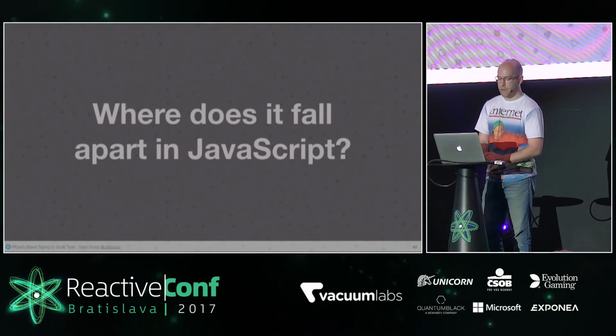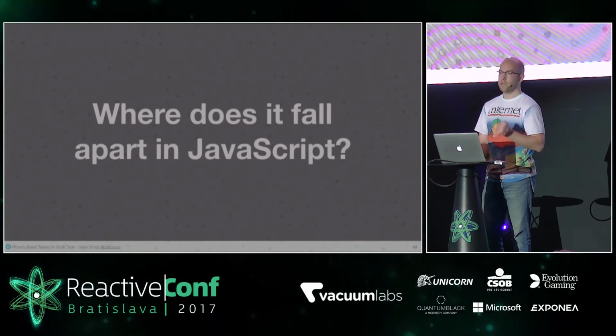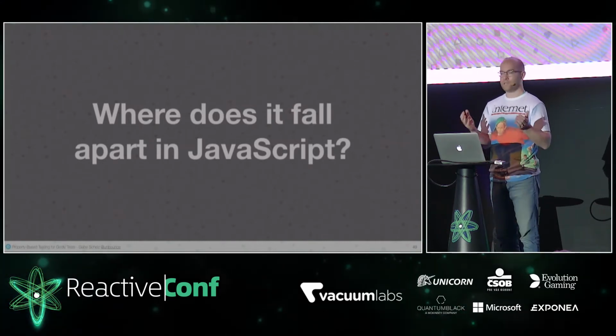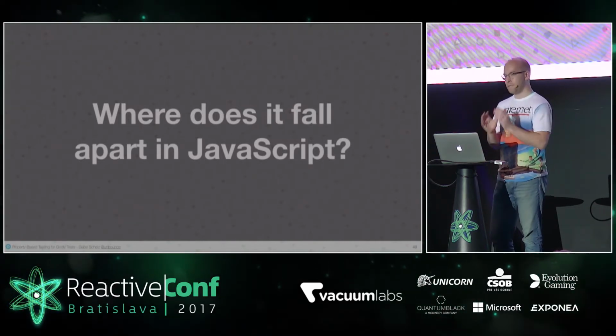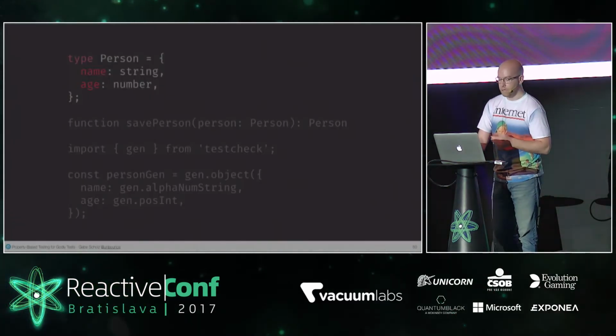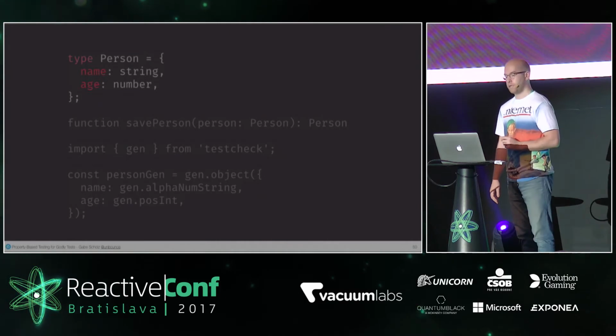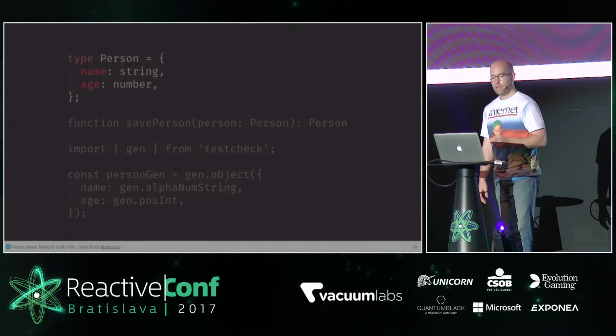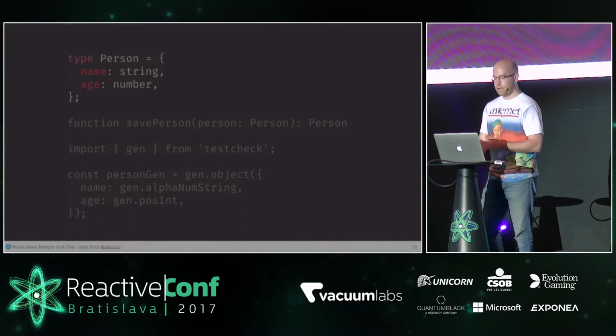And the answer is that this falls apart in real life. So when you try to use this outside of a toy app, this completely falls apart, and I'll show you why. So I'm going to use a little bit of Flow type declarations here, but say you have that same thing that we talked about before, a person, where you have the name, which is a string, and the age, which is a number.